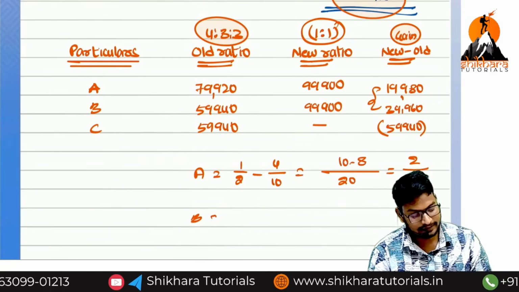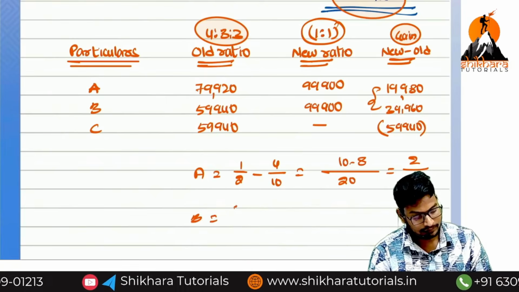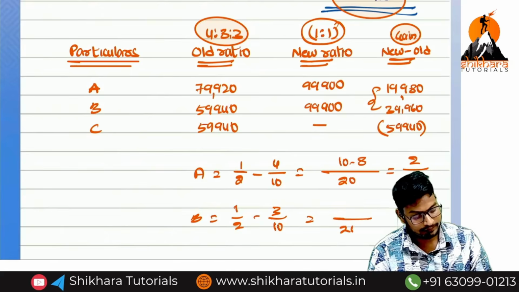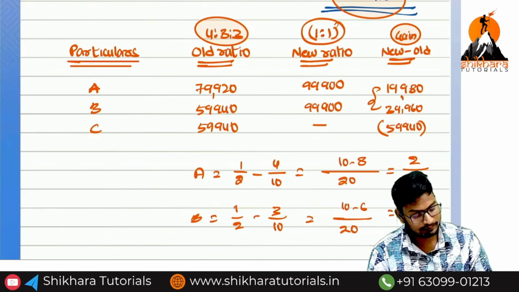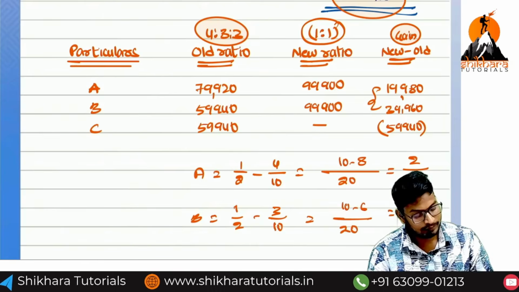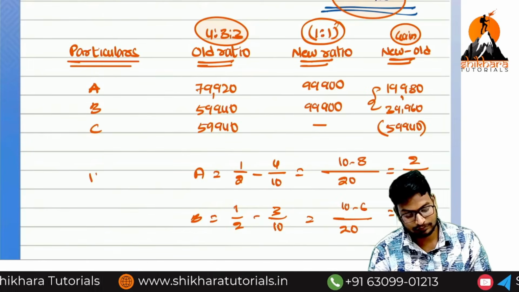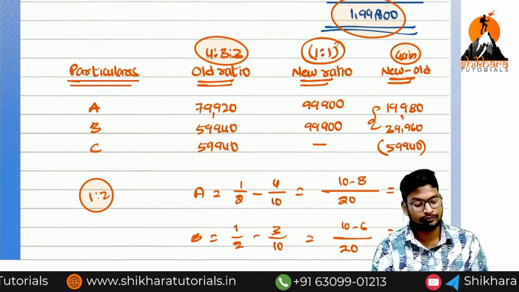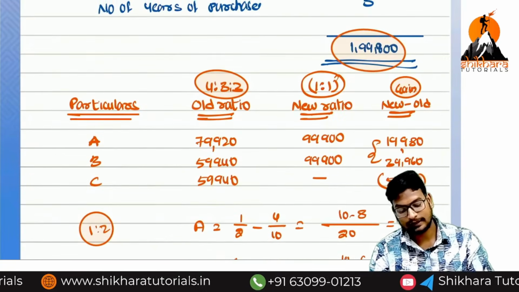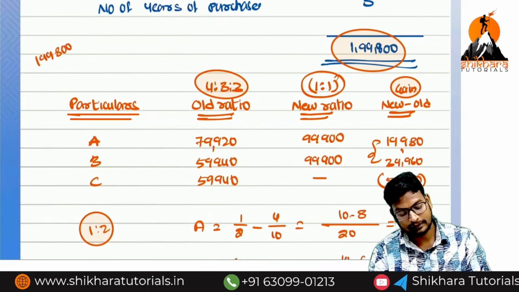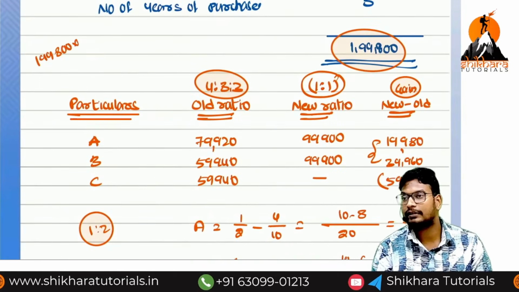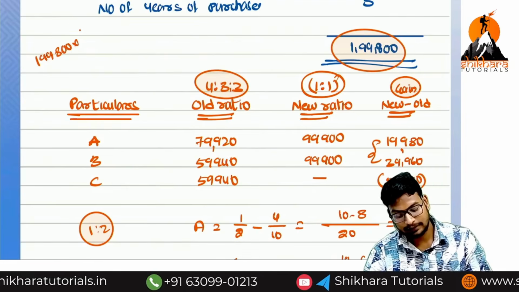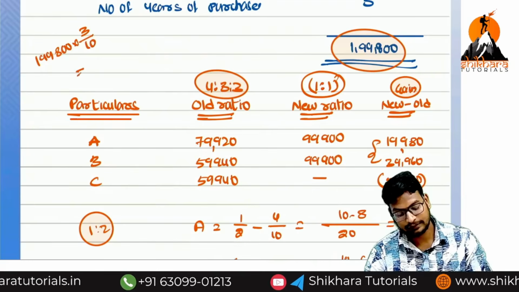What is B's gaining ratio? 1 by 2 minus 3 by 10. LCM 20, 10 minus 6, 4 by 20. What is the gaining ratio? 1 is to 2. Now what we need to do? 1,99,800 we need to multiply by C's ratio. What is C's ratio? 3 by 10.